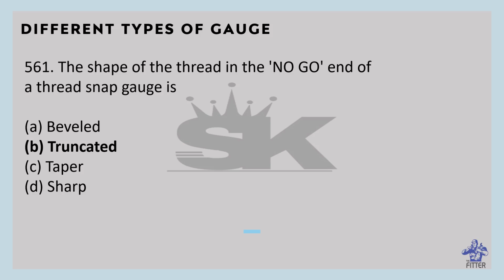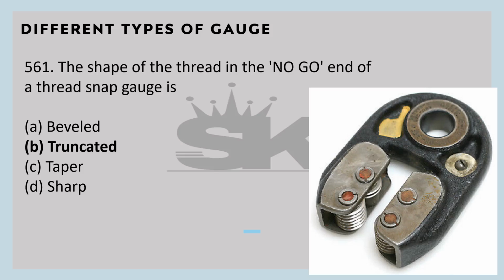In this, both go and no go parts are made on the same side, back and forth. There is a go side in the front part of the gauge and a no go side in the back part. You can see here in the image, this is the thread snap gauge.